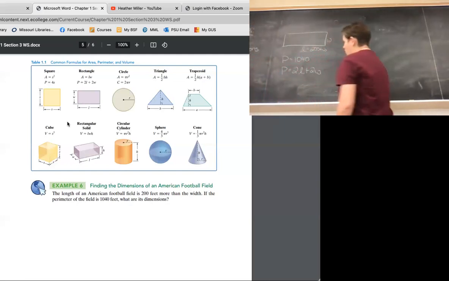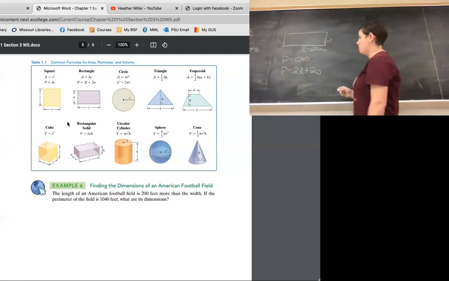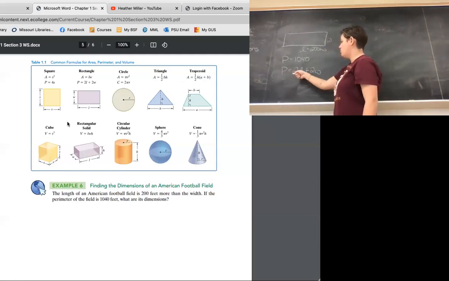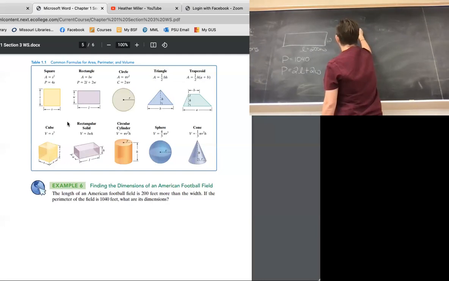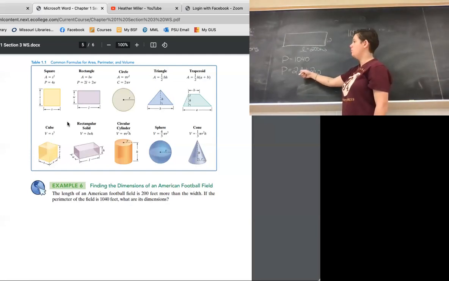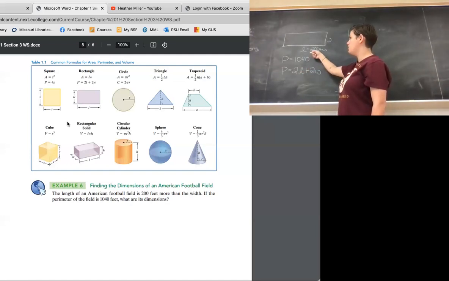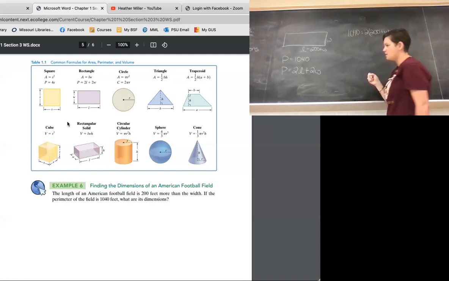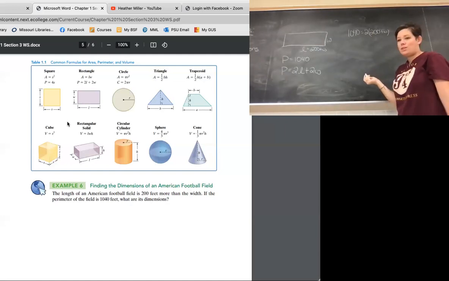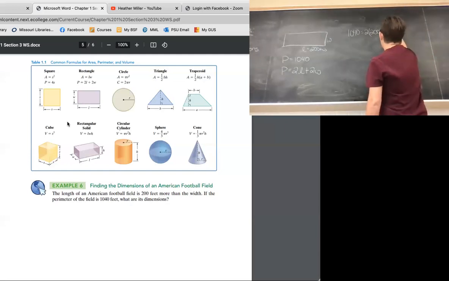Okay, so now we're going to plug in some stuff. We have P equals 2L plus 2W. Well, P, we said, is 1040. We have 2 times our length. Now, what is our length? Well, in the problem, it said 200 feet more than the width. So 200 plus W. That's what our L is. Now, we don't know what our width is because that's our unknown. So we just have plus 2W.